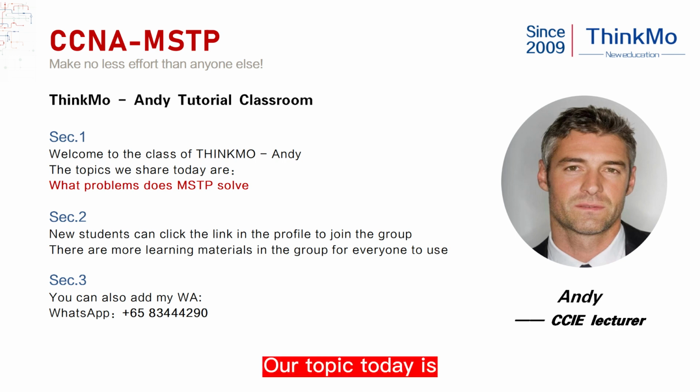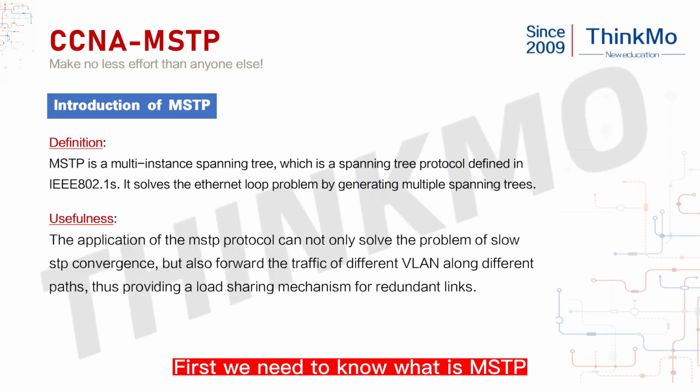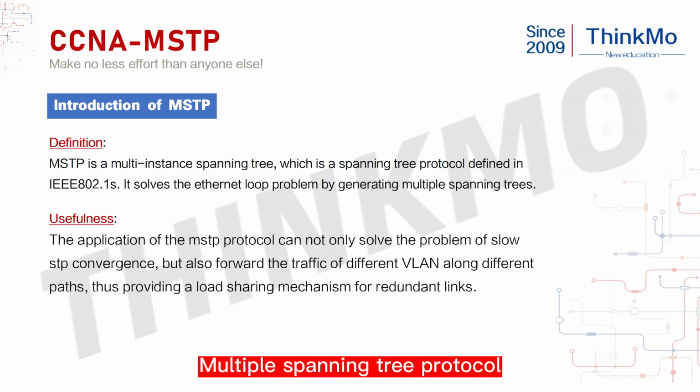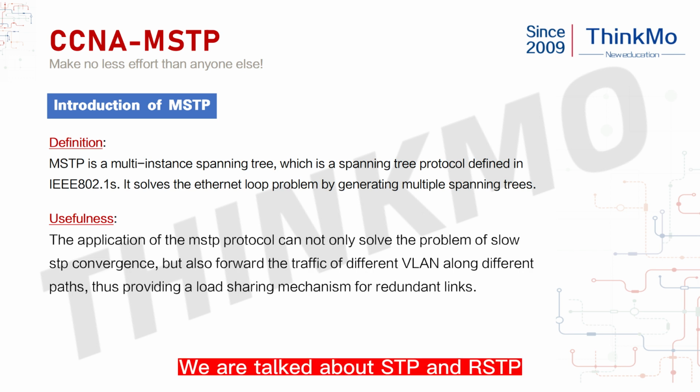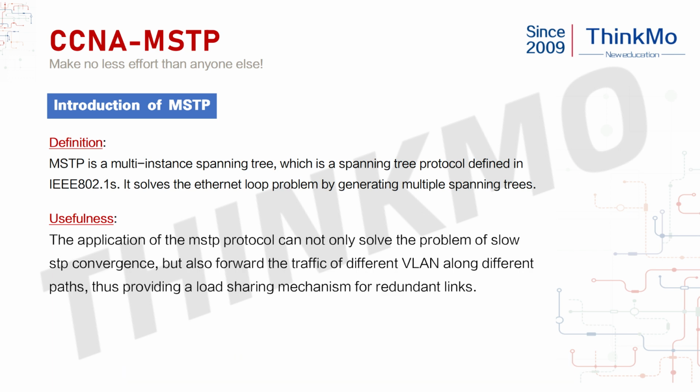Our topic today is: what problems does MSTP solve? First, we need to know what MSTP is. We call it Multiple Spanning Tree Protocol, or Multi-Instance Spanning Tree. We talked about STP and RSTP in the last course. They are called single-instance spanning trees. Their biggest drawback is that they cannot achieve load sharing.